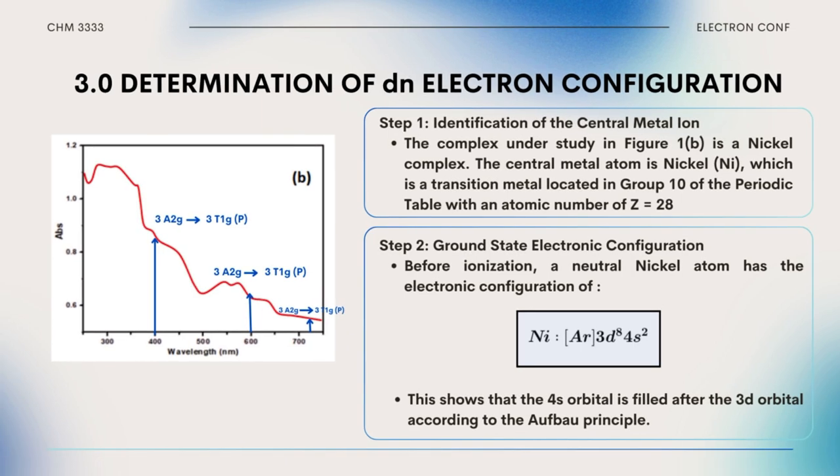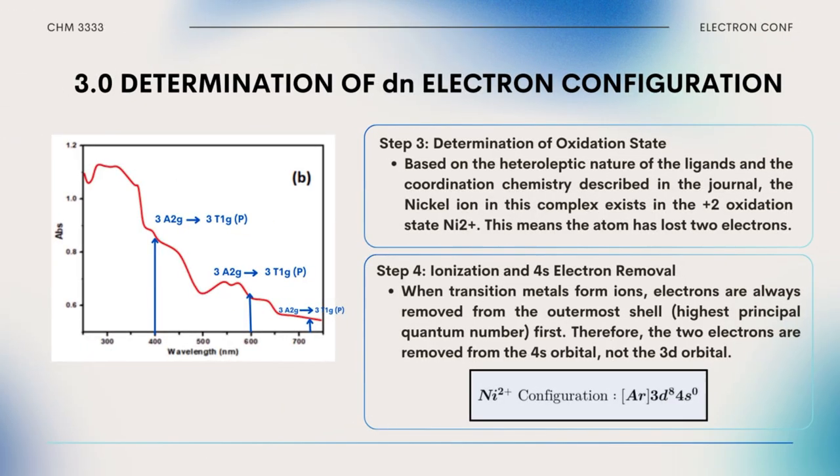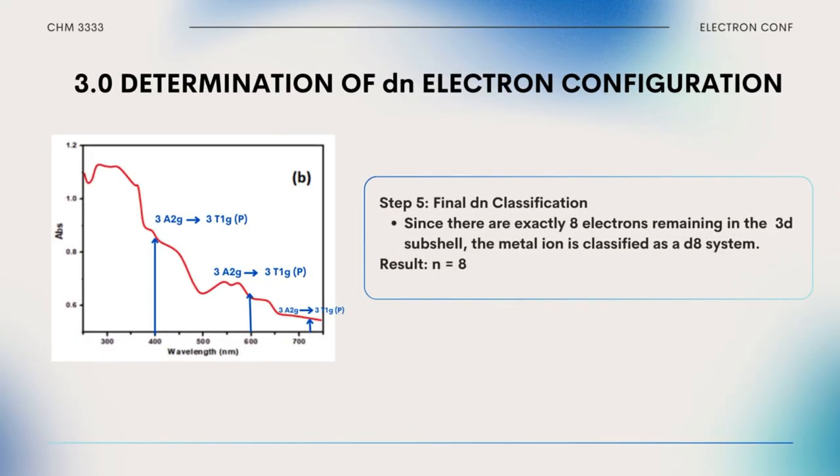Next, to analyze the spectrum, we first need to determine the electronic configuration of the metal ion. Our central metal is nickel, with atomic number 28. In its neutral state, nickel has the configuration [Ar] 3d8 4s2. However, in this heteroleptic complex, nickel exists in a +2 oxidation state, since electrons are always removed from the 4s orbital first during ionization. We are left with a configuration of [Ar] 3d8 4s0. Therefore, we are dealing with a d8 system, which means there are 8 electrons in the d orbitals.